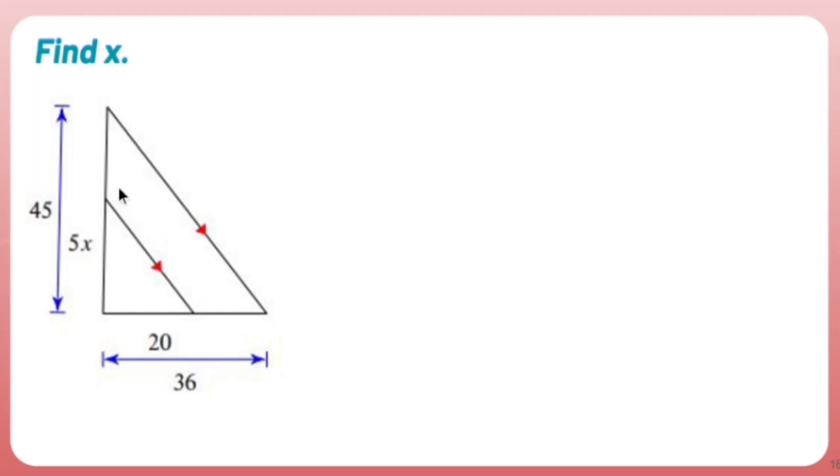Find x. What I have here is two parallel lines and pieces of that parallel line. There are several ways that I can set this up, but one way is I have a big triangle with a small triangle living inside of it. My big triangle is this whole thing. My small triangle is this little tiny piece right here. And so I'm going to set up a proportion comparing the big triangle to the small triangle.